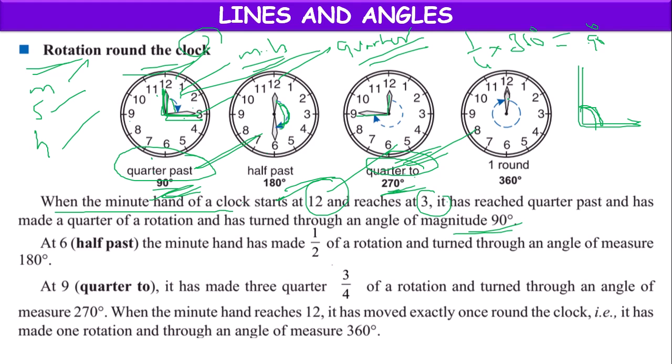Suppose from 12 it has moved up to 12. It has made one complete round, which is equal to 360 degrees. So in practical use, while measuring the time using wall clocks or any clock, we will make use of the angle concept, children.